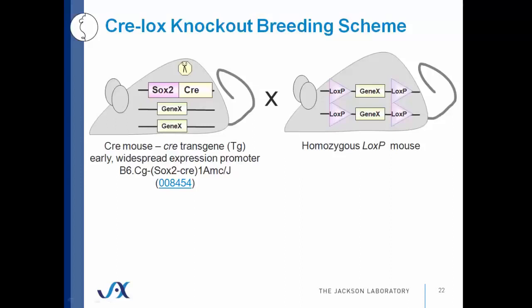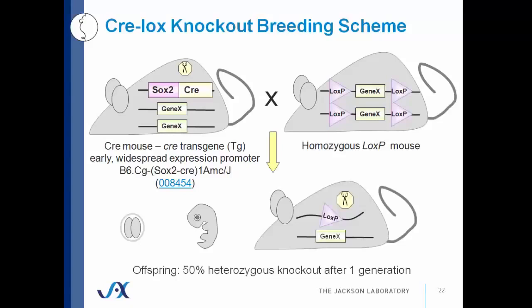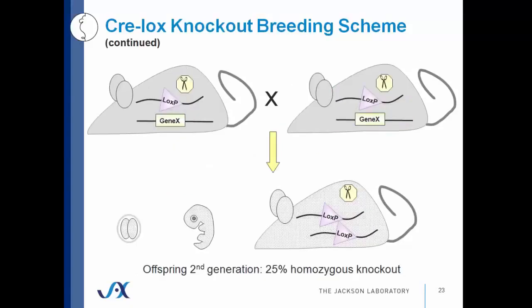So in this case, again, you breed your Cre strain, SOX2 Cre, to your homozygous flox mice of interest. And that will then generate mice that are heterozygous now for the recombined allele, as well as carrying the Cre. And then you essentially cross those together to generate 25% that would be homozygous for the knockout. Sometimes we do recommend that you may want to breed these mice to a wild type first, just so that you can verify recombination did occur in the germline.